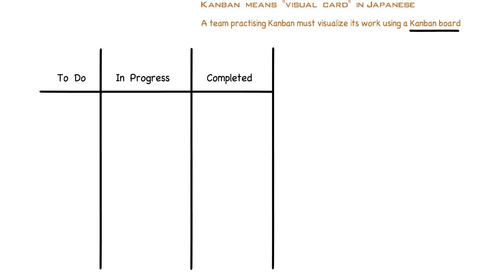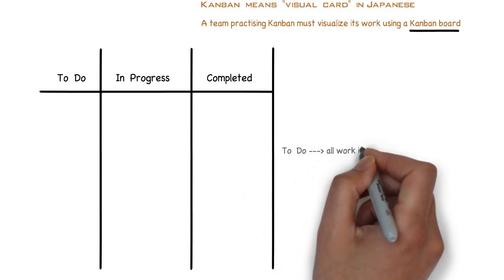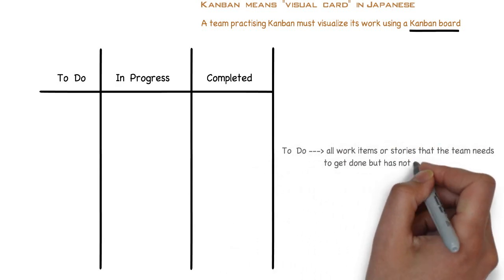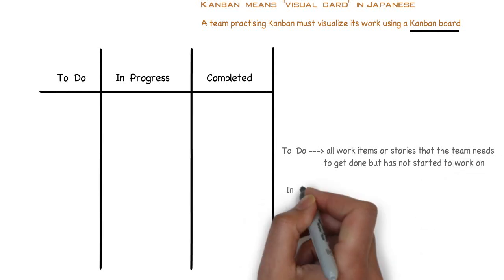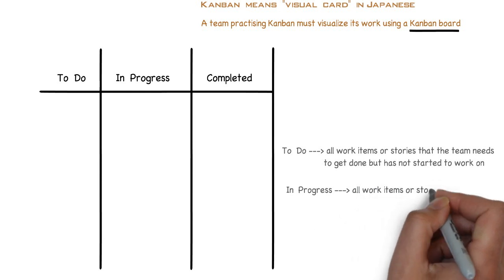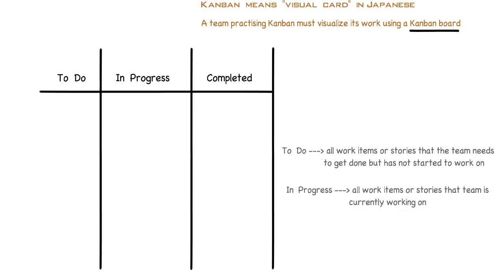Each column represents a state in which a given work item or user story can be in. The to-do column displays all the user stories that the team needs to get done, but has not started to work on. The in progress column displays the stories that the team is currently working on. And the completed column displays the user stories that the team has finished working on. This is just one example of a Kanban board.